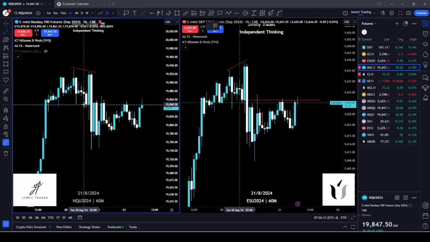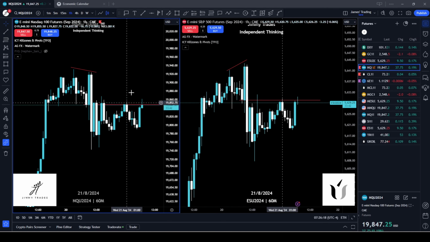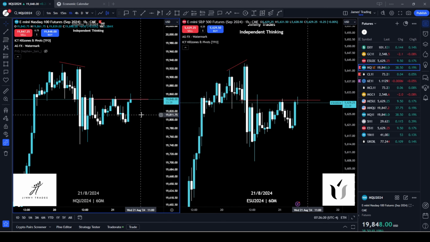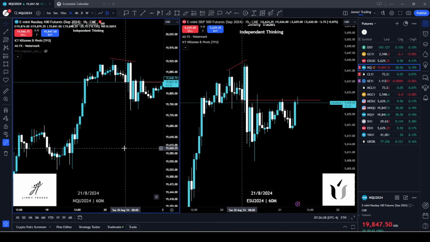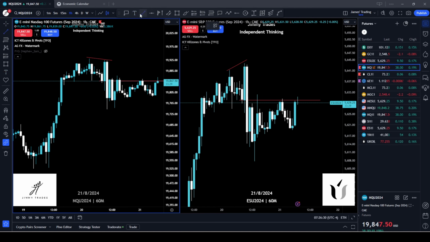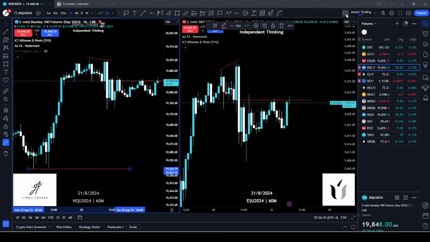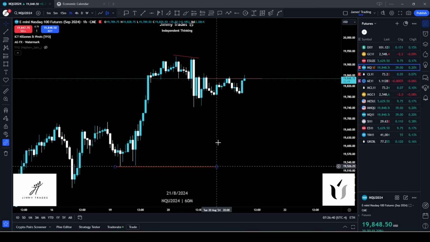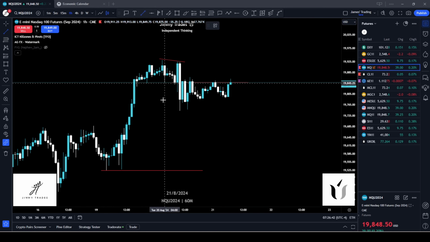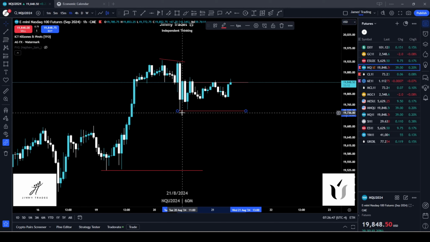And it's virtually the same here for NQ. This level has been respected. And of course we have these relative equal lows. We also have similarly here with these lows.